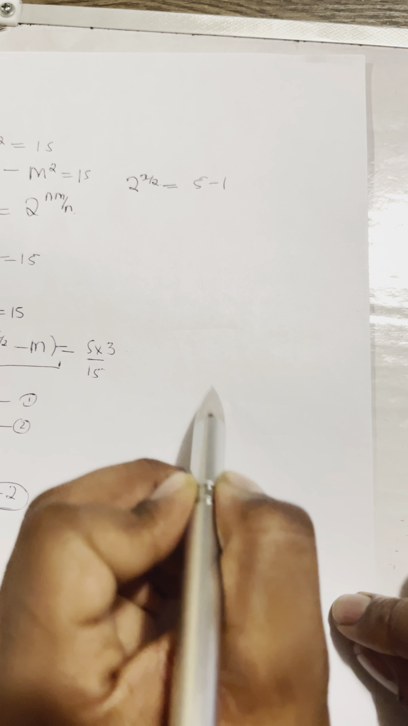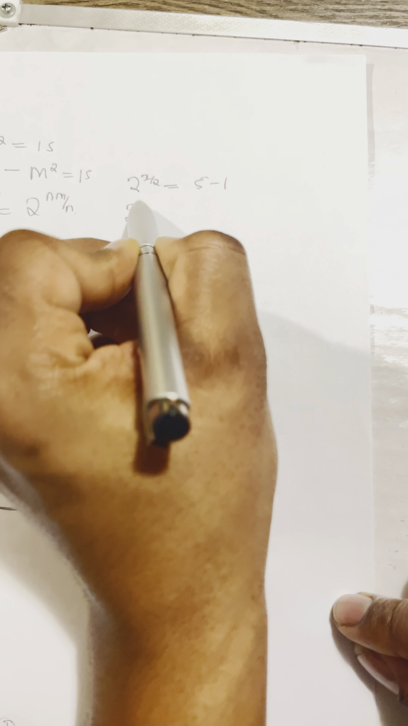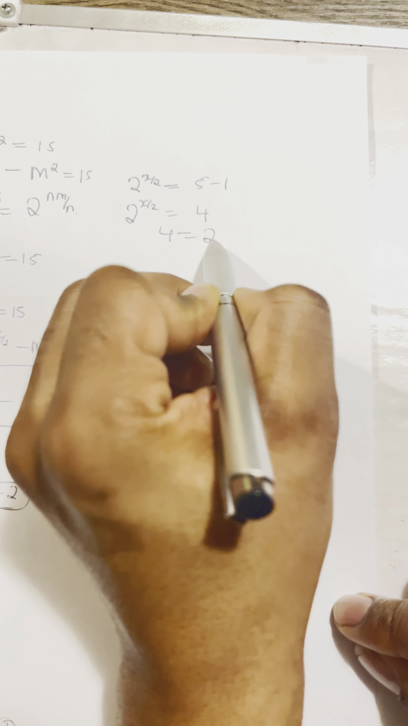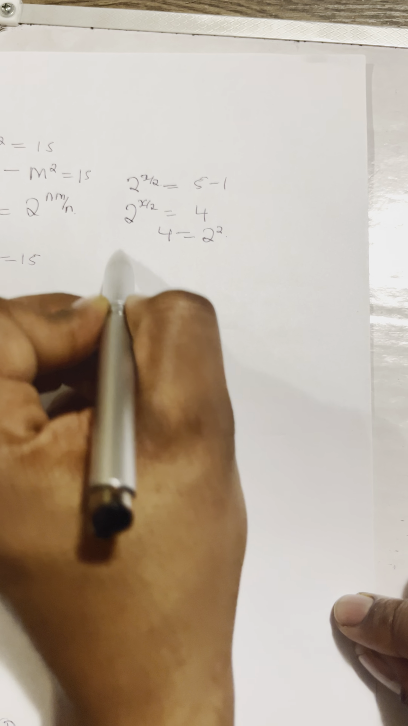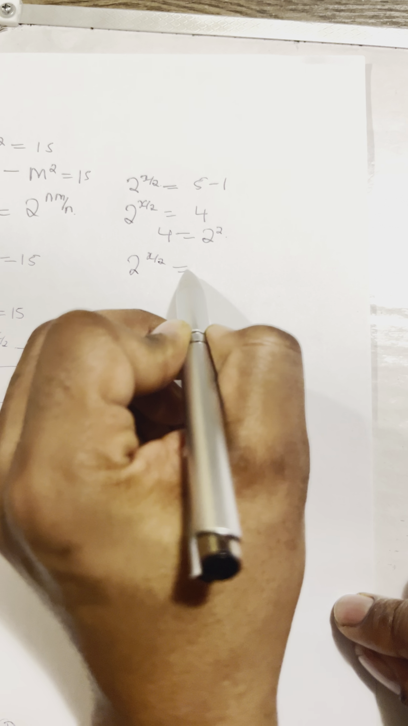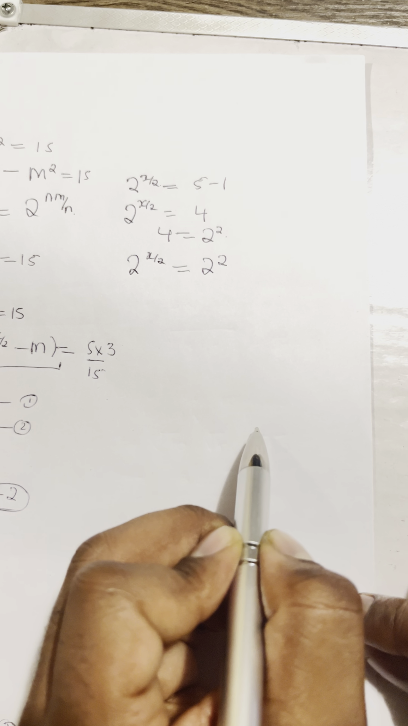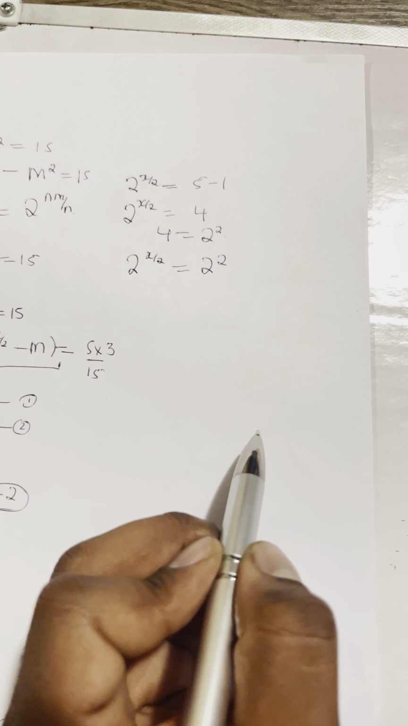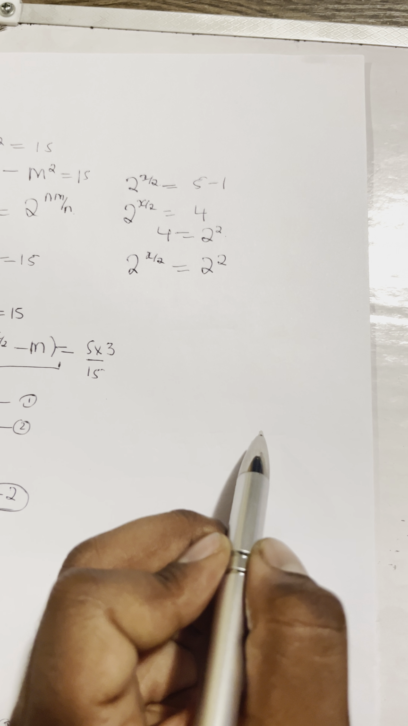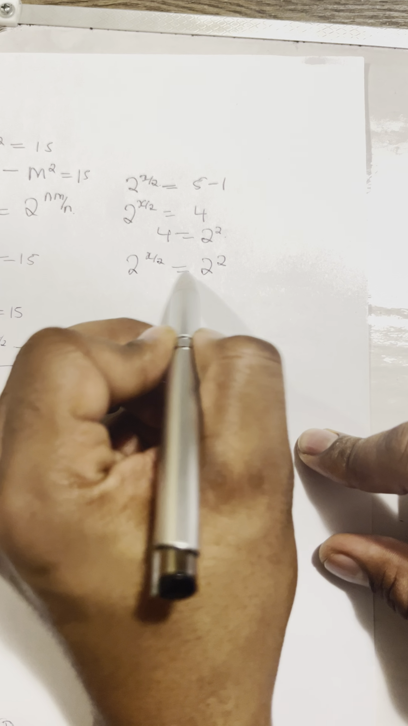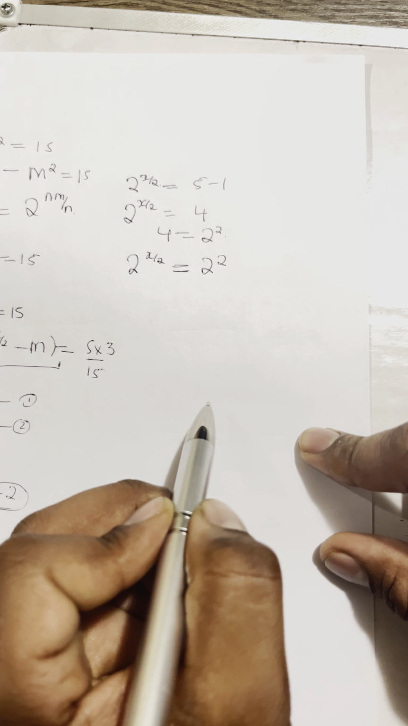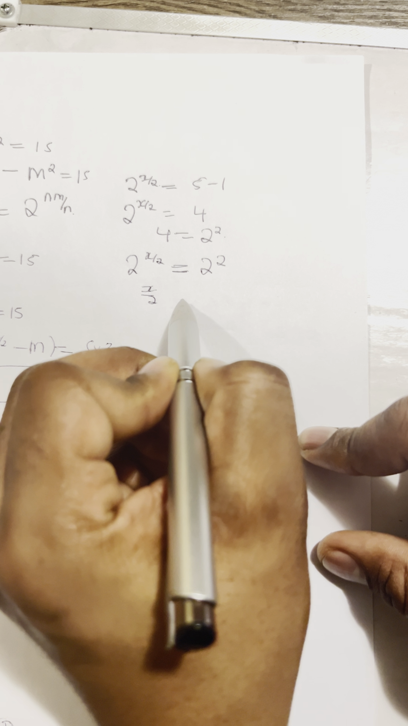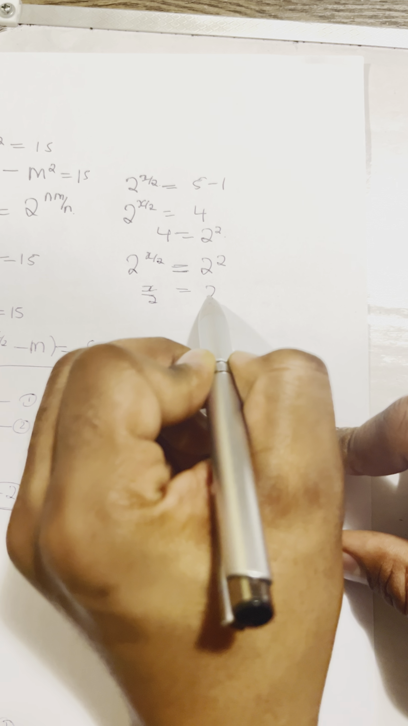Let's expand this. We are having 2^(x/2) is equals to 4. 4 is equals to 2 squared. Then we say 2^(x/2) is equals to 2^2. Now, in this instance, what do we do? When the bases are the same, we equate the exponents. We say our exponent says x over 2 is equals to 2.